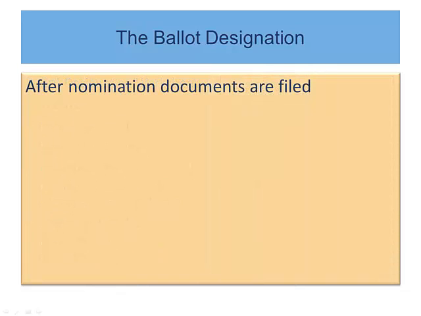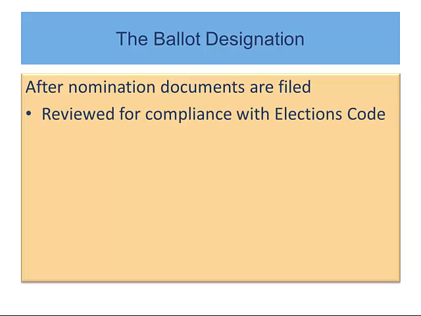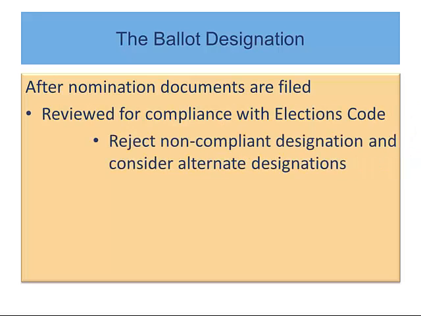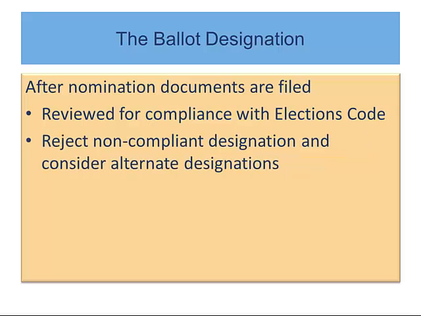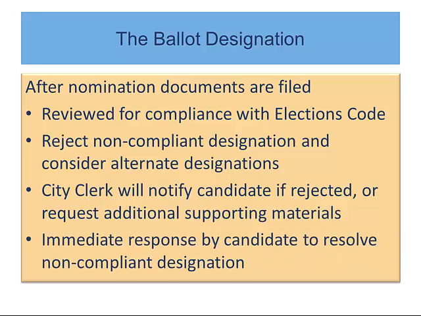Now, after the nomination documents are filed, the city clerk and city attorney's offices will review the designation for compliance with the California Elections Code. If compliance is not met, they will reject the designation and consider alternates. The city clerk will promptly notify candidates when a designation has been rejected and/or request additional support materials if the designation cannot be validated with the documentation provided. As time is of the essence, the candidate must immediately respond to the city clerk to resolve any issues.